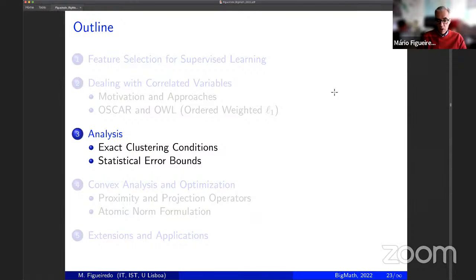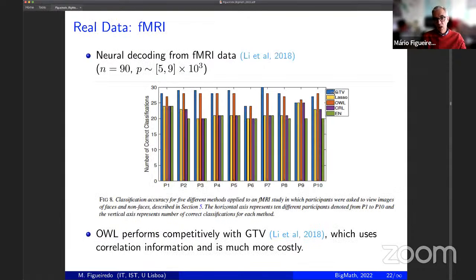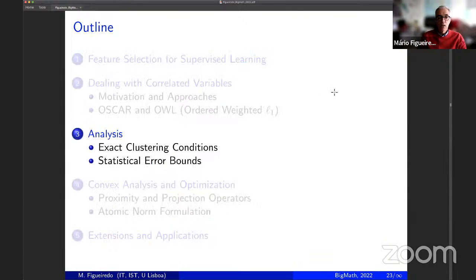Okay, so this is Oscar, its generalization OWL, and empirical evidence that it works well in certain types of problems where it is known that the variables are correlated with each other, and it's important to deal with these aspects of the data. So now I'll talk a little bit about analysis of the solutions of this regularizer, and I will just talk a little bit about the exact clustering conditions. I will skip the statistical error bound, which is more hardcore machine learning, and I wouldn't have time to do justice to that work.